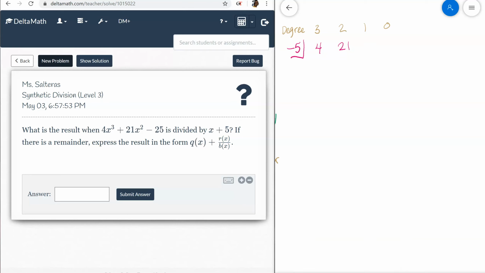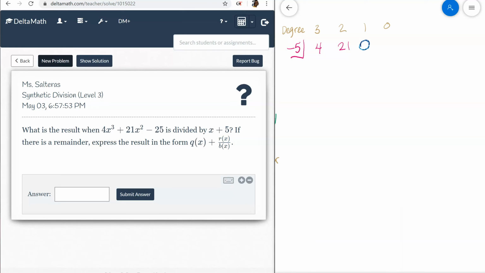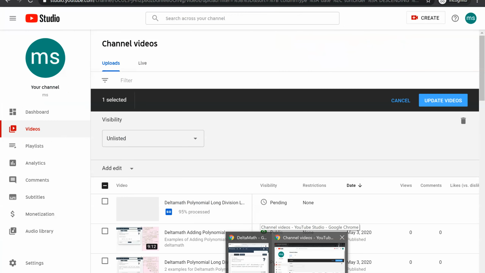I'm going to do another color so you guys can tell that it's been replaced. All right, we'll do a colorful one. 0. It's 0. There's no term there. All right, and then what do we have left? Negative 25. All right, draw my line. The first one goes down, okay? And then we go ahead and multiply.